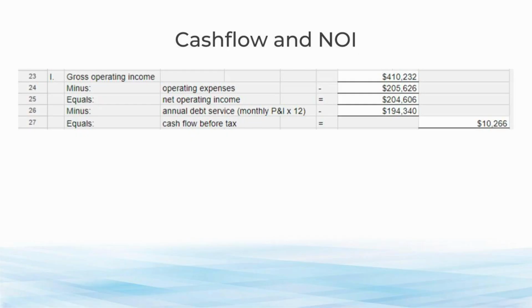All right, so on the one-page sheet, this is what it looks like. We've got our gross operating income at $410,000. We take out our expenses, $205,000, which leaves us with an NOI of $204,000. Then we have to pay the bank, right, principal and interest. So we have to pay $194,000 in debt service, which leaves us with $10,000 in positive cash flow.